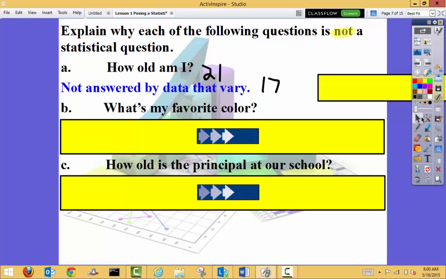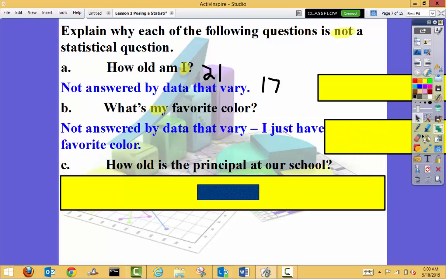Okay, what's my favorite color? Well, again, here we're focusing on just one person, like we did up here. So that number is not going to change, or my color is not going to change. You only have one favorite color. There's no wishy-washy of, well, I like blue and I like purple. There's only one possible answer.